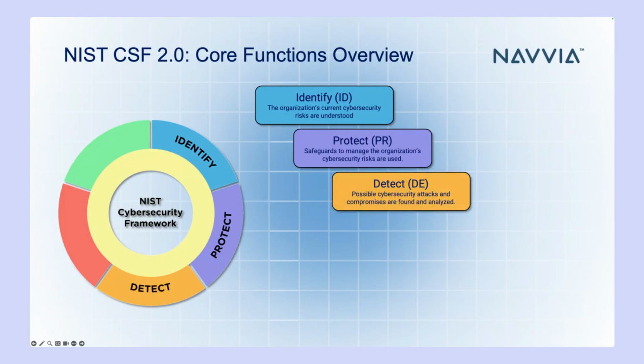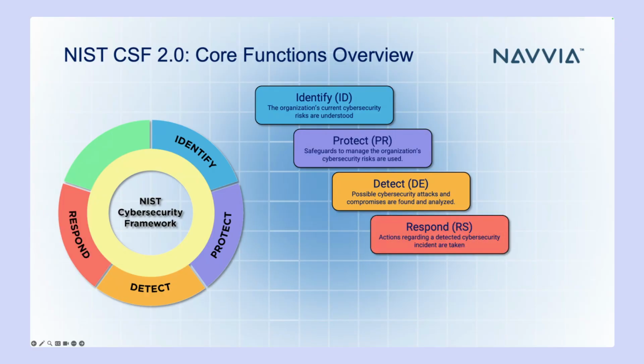Then you have detect. Once you've identified things and once you put protection in place, you've got to be aware if someone's trying to hack you, if someone's trying to infiltrate your network, if there's ransomware floating around, if there's malware floating around. You've got to be able to detect these things. So this is all of the practices and all of the outcomes required to detect that something is trying to infiltrate.